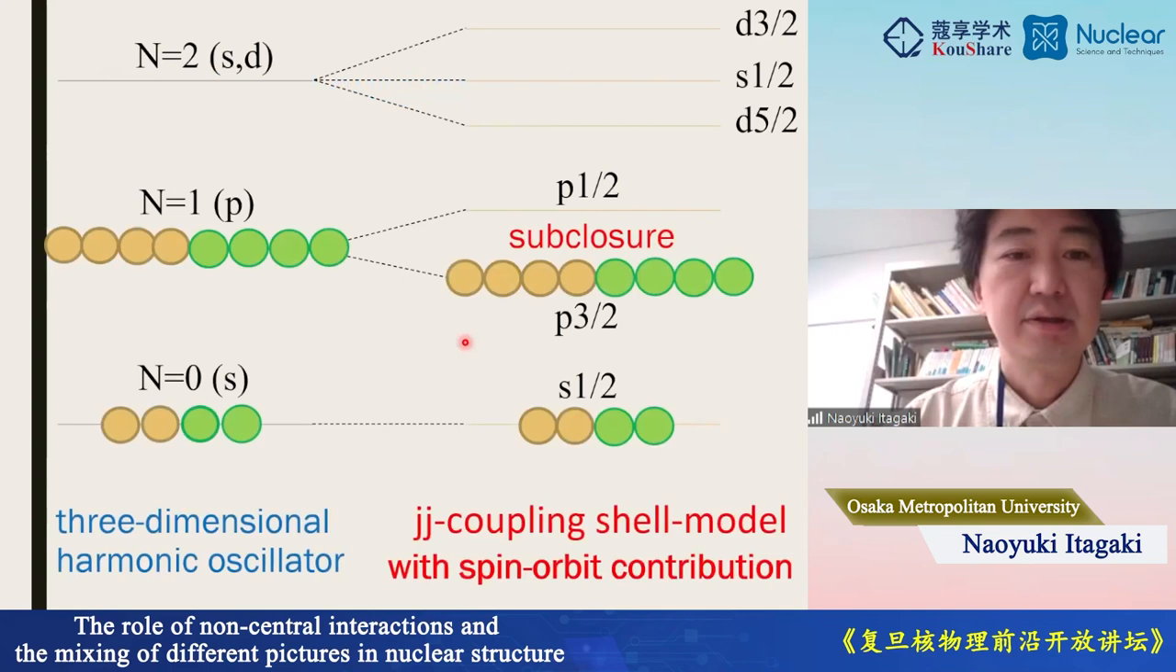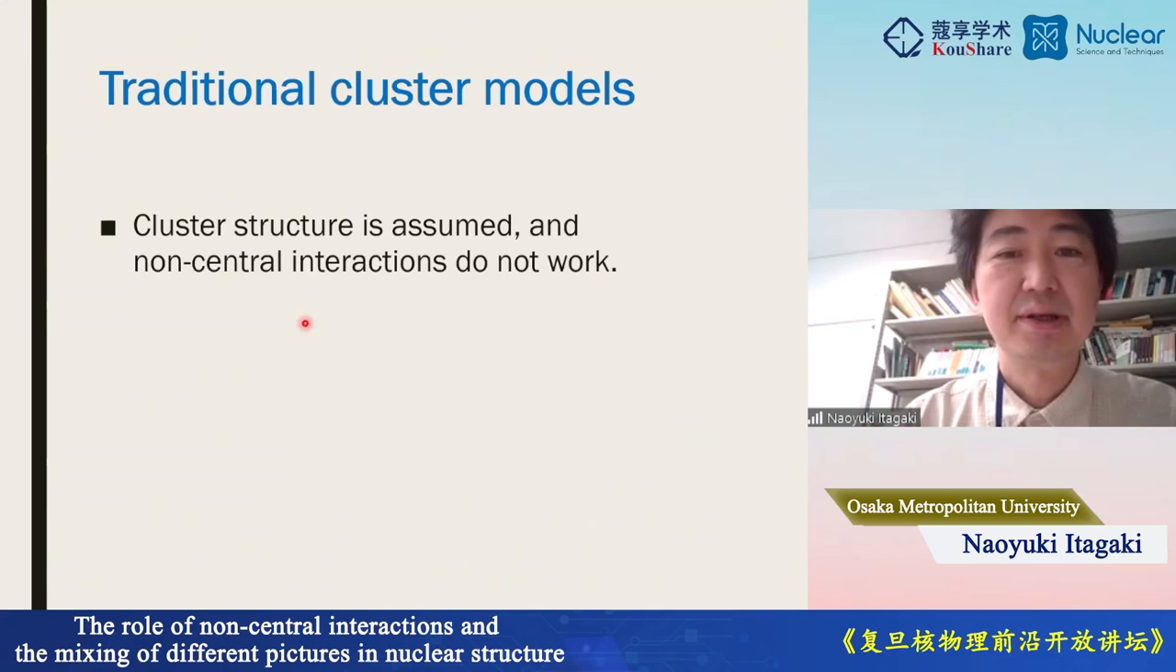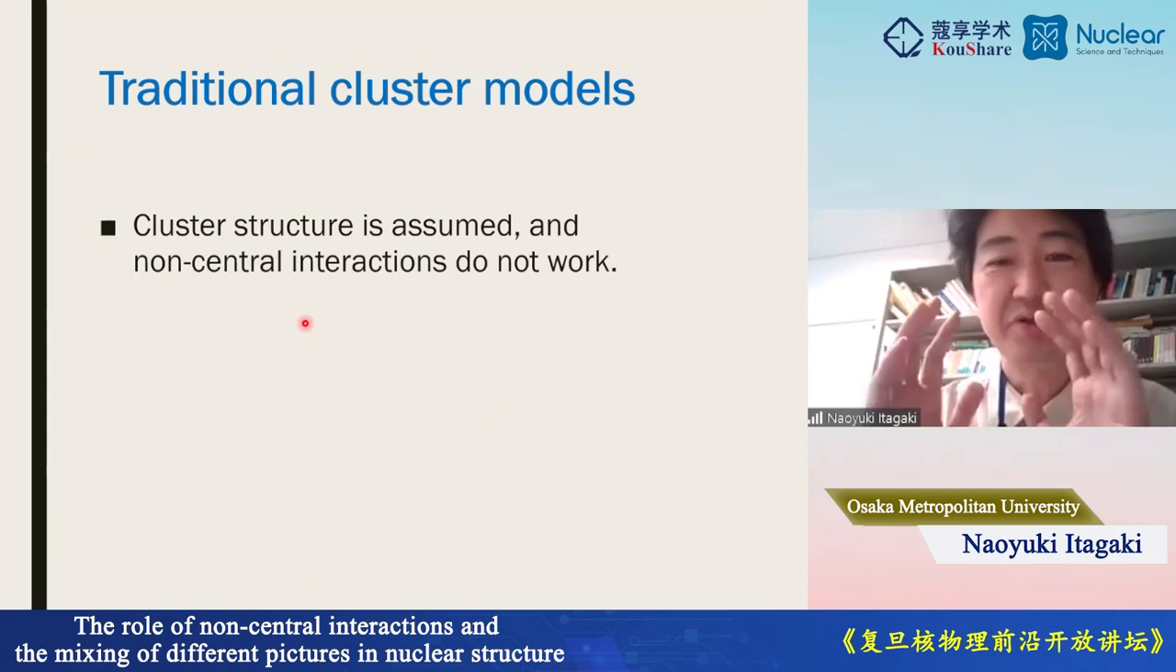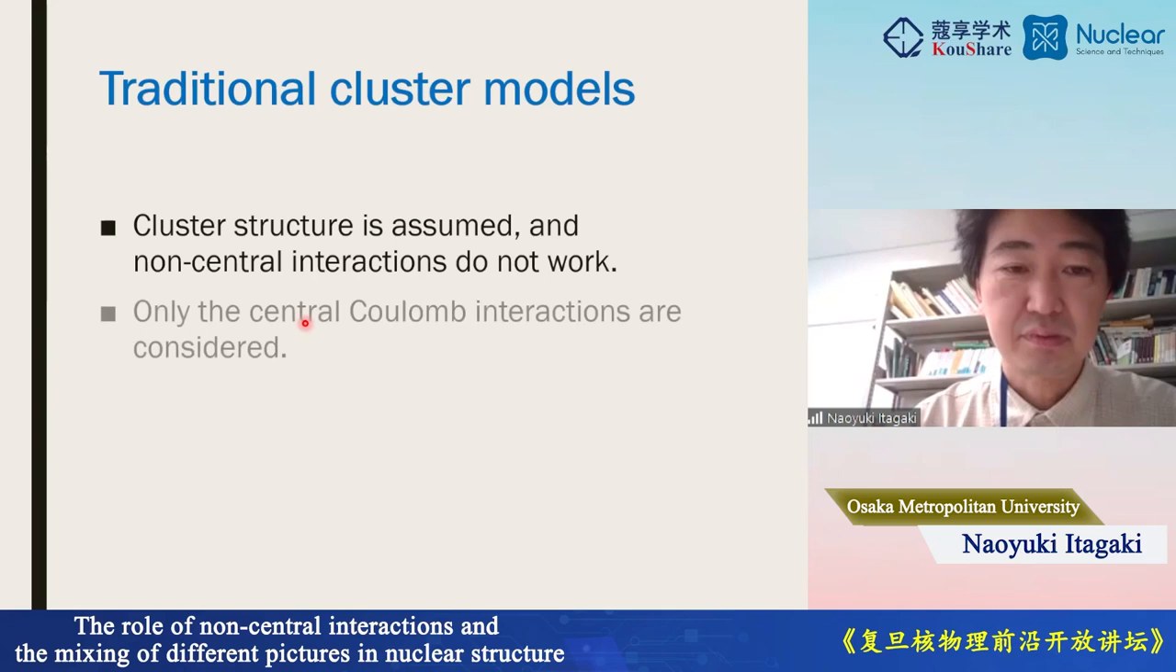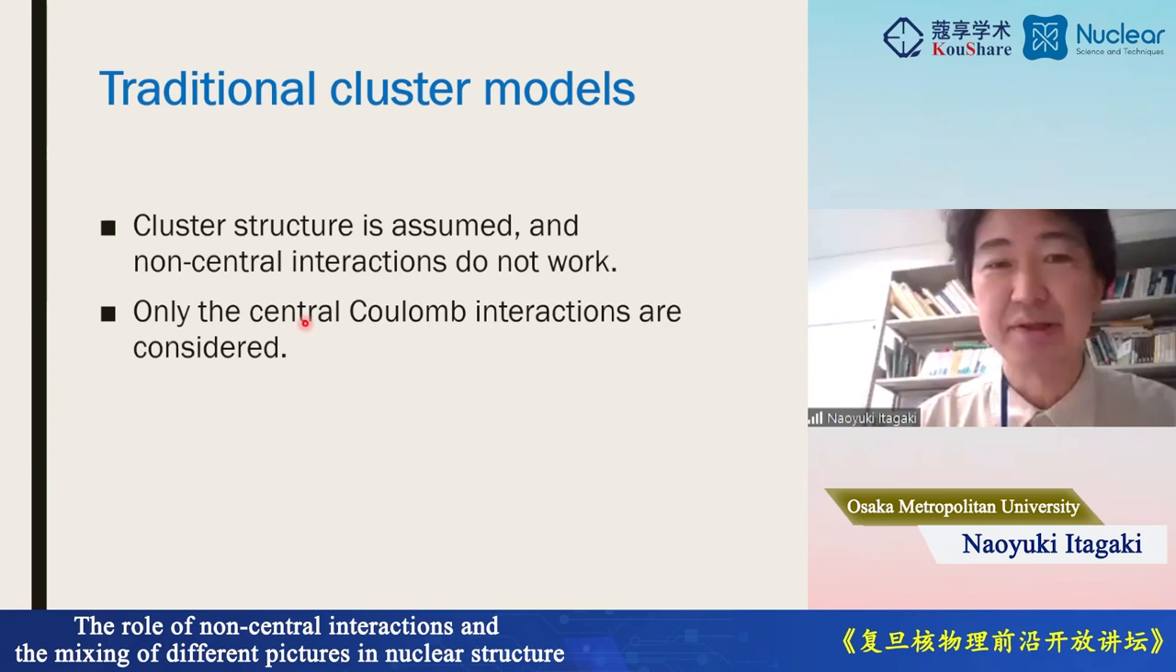In the traditional cluster models, the cluster structure is assumed. And surprisingly, if you assume clusters, then non-central interactions do not work. That is a bit surprising, because I said the origin of cluster structure, Helium-4, is tensor interaction. But if we assume the non-central interaction does not work, and only the central and Coulomb interactions are considered, I'll explain why such a thing happens.